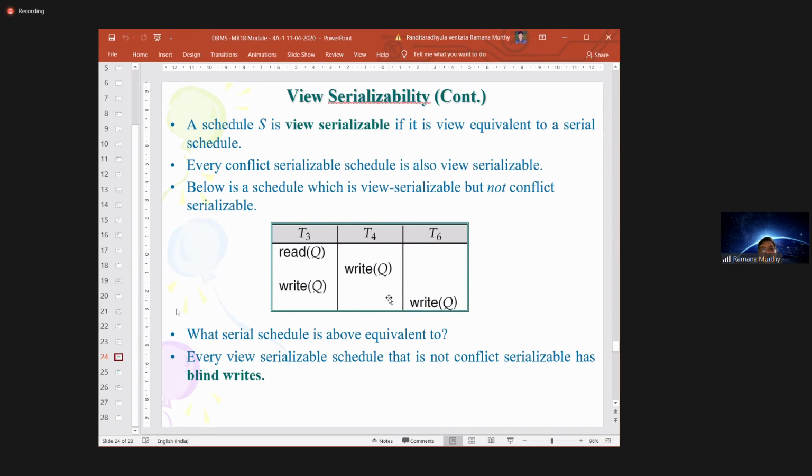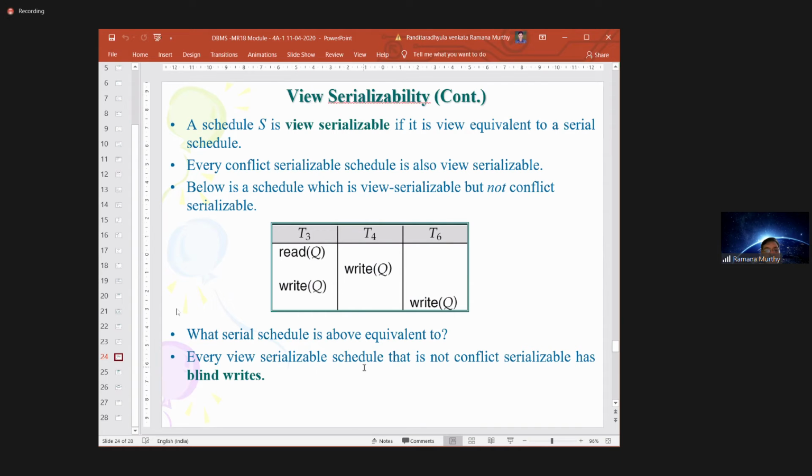Okay, the view serializable schedule is about who is reading first and who is writing last, based on the values in the read and write operations. Whatever a transaction is reading, if it is reading a value modified by another transaction, the other schedule can also simply follow. But you can't obtain conflict equivalence, because conflicting operations are there.